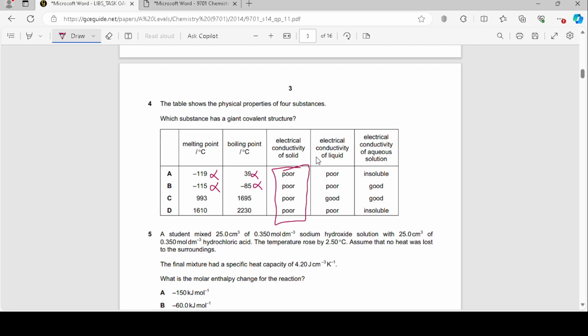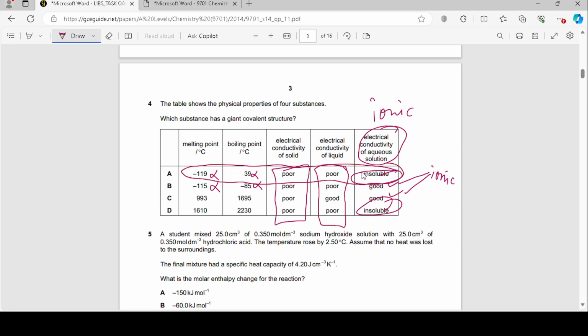And the electrical conductivity of the liquid, on the other hand. So you have poor, poor, good, poor. And again, that doesn't tell me too much. On the other hand, electrical conductivity of aqueous solution is quite an interesting factor because that tells me if it's ionic or not, right? So insoluble, good, good, insoluble, that means the two that are good are going to be ionic, whereas the insoluble ones are probably covalent. So I can say from this that it's either A or D that's going to be the answer, because those are the two that are insoluble in aqueous solution, so they're not ionic, and you want giant covalent, so obviously it has to be not ionic.